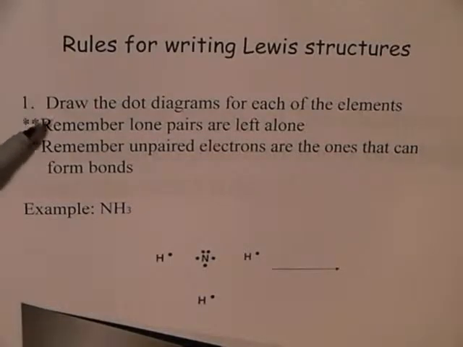Okay, so rules for Lewis structures. We're going to start off with dot diagrams, which you already should know how to draw. So you'll draw the dot diagram for all of the elements involved. That's your very first step. And then just one thing to remember, we remember lone pairs, we leave them alone.